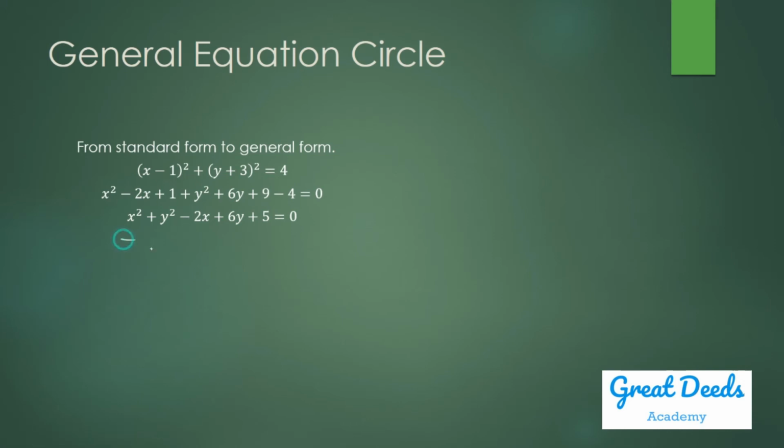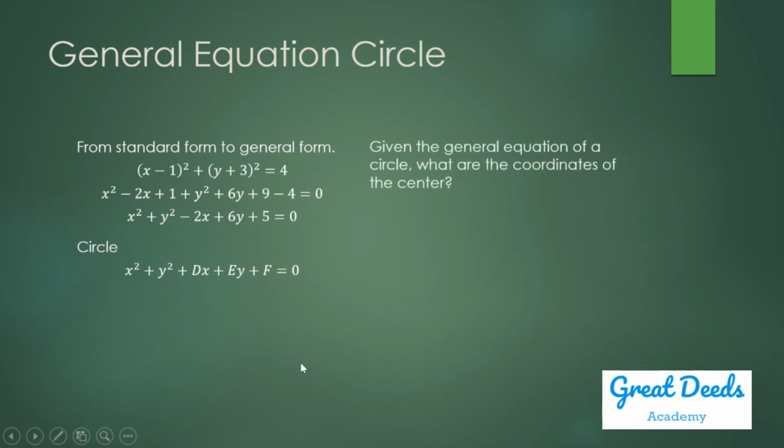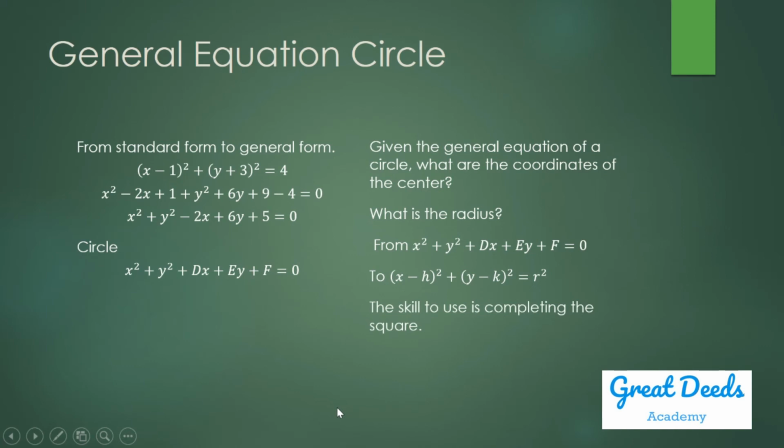We combine similar terms and write it in descending degree. We begin with all the squares, and then the linear terms of degree 1, and then the constant terms. So to write standard form as general form requires simply expanding the square of a binomial. This is the form of your general equation for a circle. Given the general equation of a circle, what are the coordinates of the center? What is the radius? From here, we will write it in standard form, and the skill that we will use to do this is completing the square.